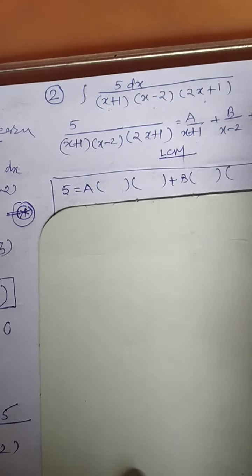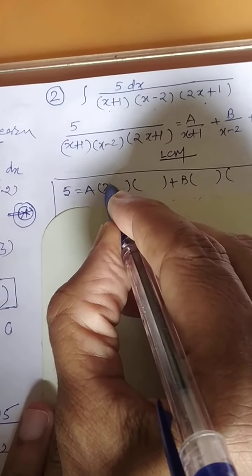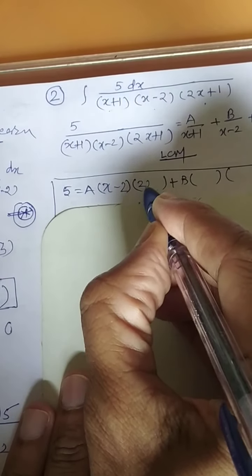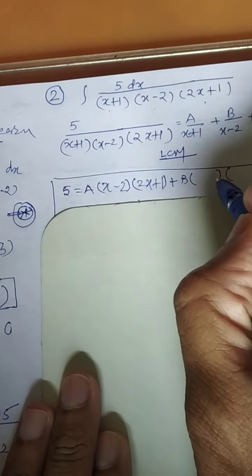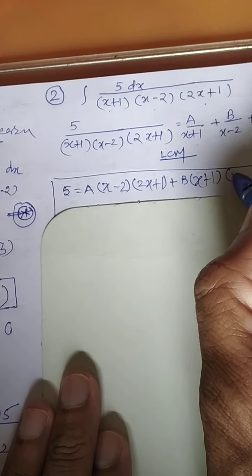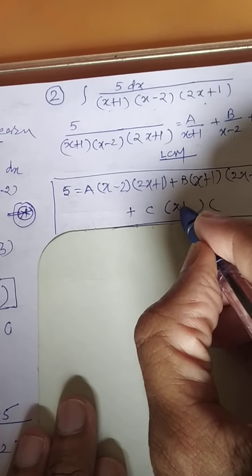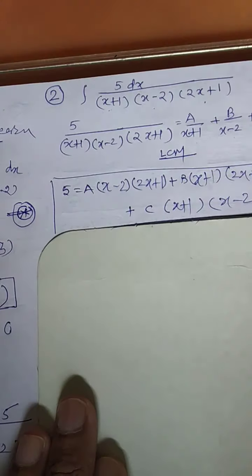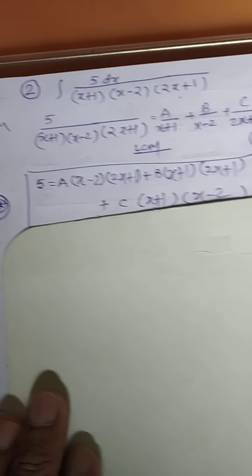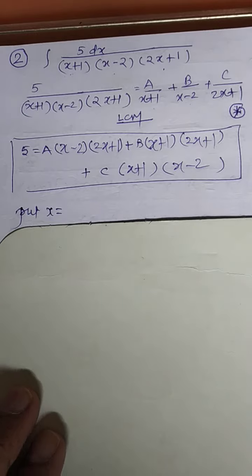If you go for LCM and then comparison, do that step, you may get this expression. Take comparing with the values. Here x minus 2 will not be there, so it will be x plus 1 and 2x plus 1, C into x plus 1, and over here x minus 2. This box will help you to get the values of A, B, C. We know the technique of that also.